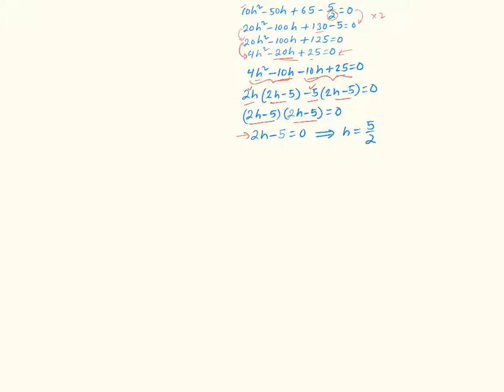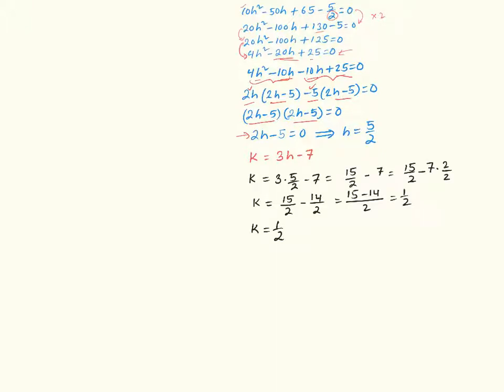Now that I have found the h, I can find the value of k. Remember, k was 3h minus 7. So we are going to plug in this value and get the value of k. If I plug in the value of h, which is 5 over 2, as I do here, and then simplify it, I get k is equal to 1/2.